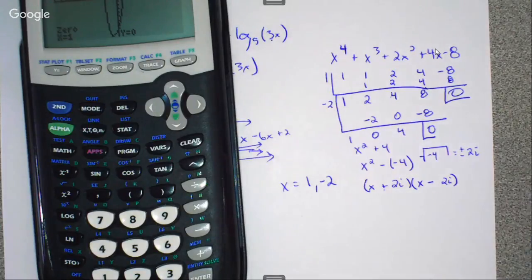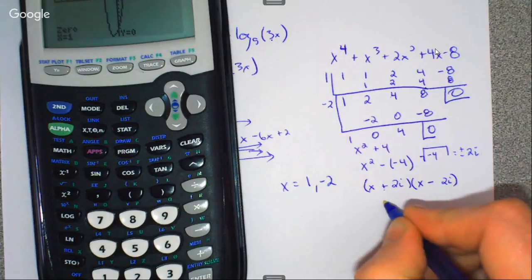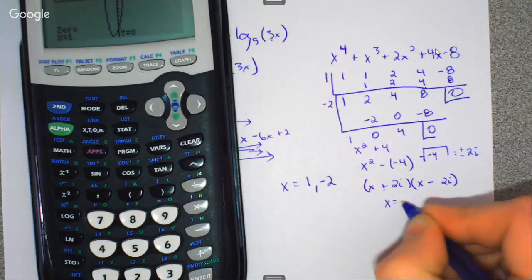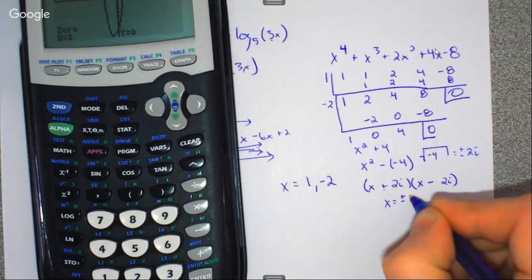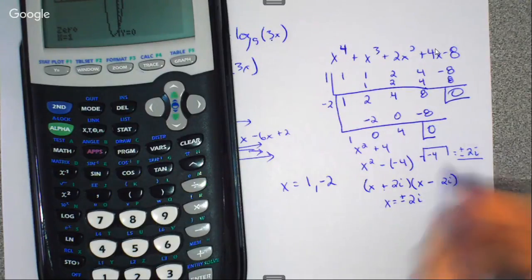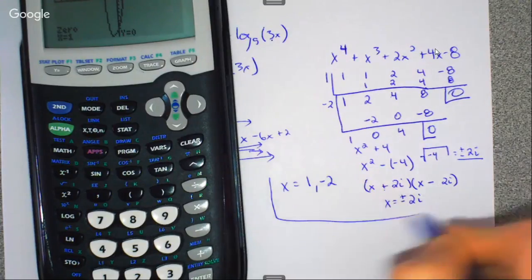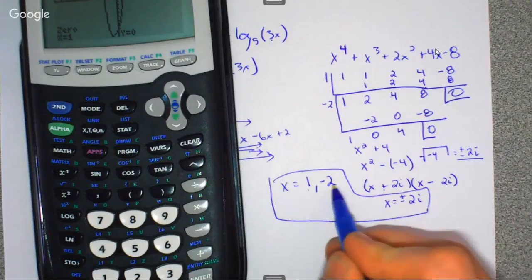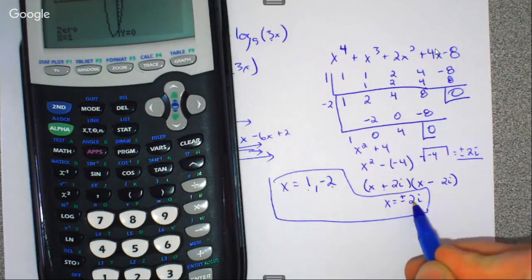Now, those aren't the zeros. Those are actually the factors. So if I set these equal to 0, x is negative and positive 2i, which is kind of what we had right there. So your 4 zeros are 1, -2, plus minus 2i.